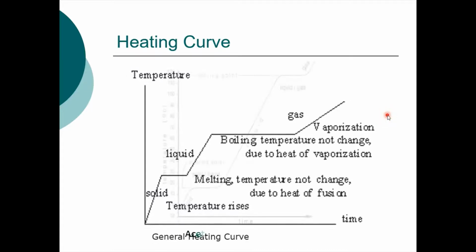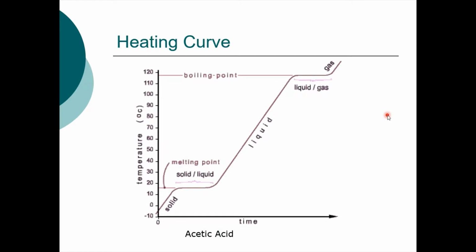Here I have this next slide with the heating curve for another substance. This one's acetic acid. Acetic acid is an acid, and we know it normally is liquid at room temperature, but it also has all three phases. Its melting point is about 16 degrees Celsius, as you can see right here, and its boiling point is about 118 degrees Celsius. So notice it's the same shape.